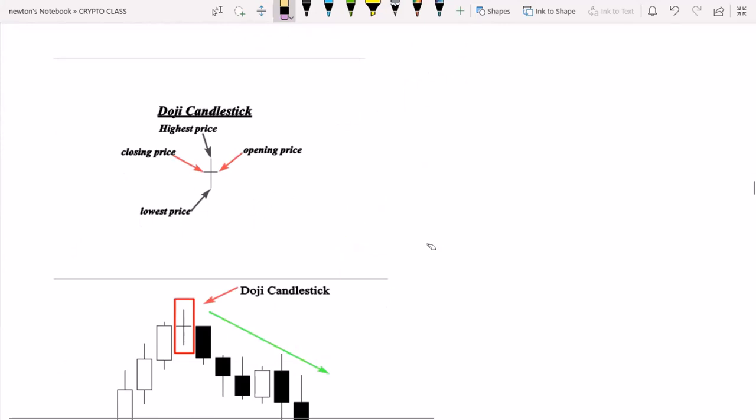Now, we've talked about the bearish engulfing candle, and we've talked about the bullish engulfing candle. So the next thing we want to talk about is the doji candlestick pattern. Now, this is what a doji looks like.